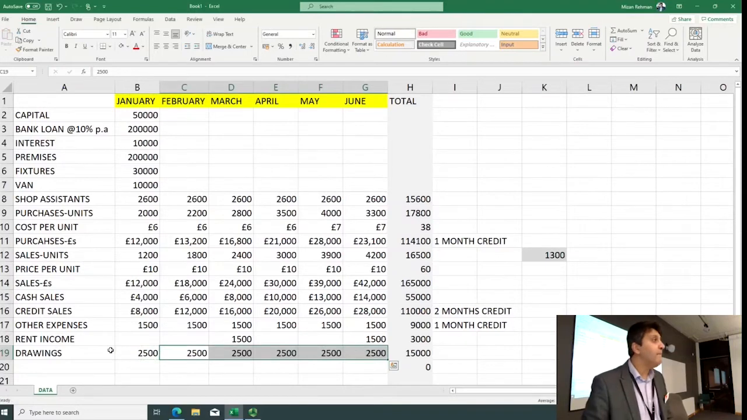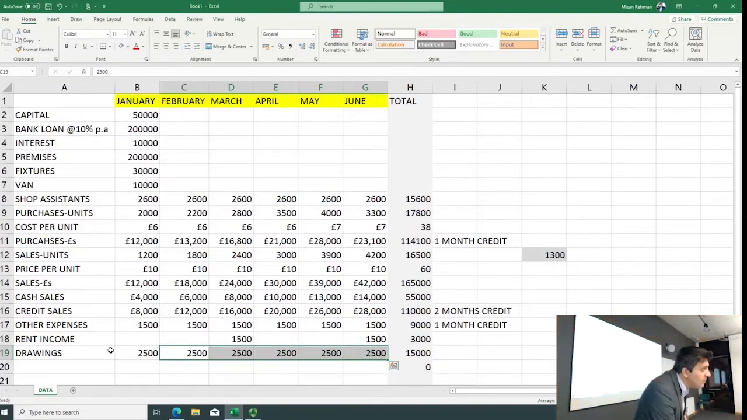Sorry, question. You mentioned that drawings are like dividends. But in the case of dividends, it's from profits, I guess. Drawings, at times, particularly for a sole trader, a sole proprietor might just be in need and decide to pull out from the business. So sometimes, I don't know, it's not from profits.